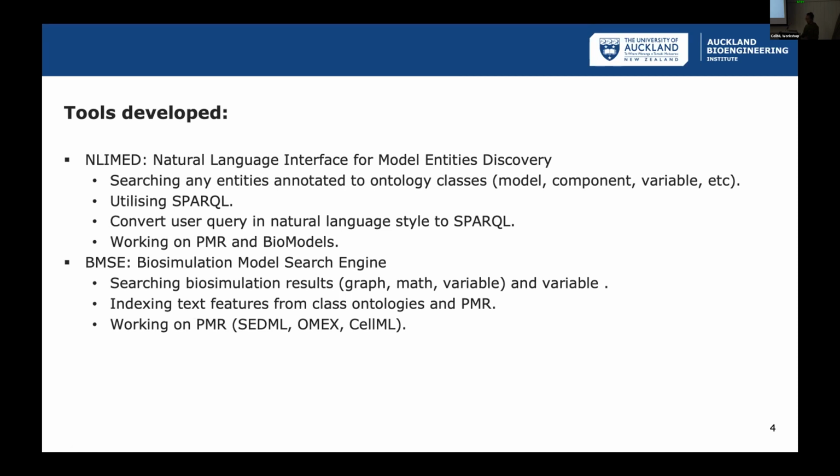And the other one is BMSE. This is a biosimulation model search engine. It searches for biosimulation results, which can be graphs generated by CellML, and then math or variables. The indexing text features come from class ontologies and PMR, and it works on CellML, OMEX, and SED-ML. So it basically extracts information from CellML, OMEX, and SED-ML.